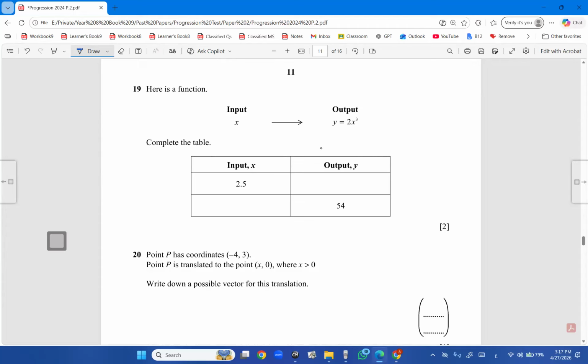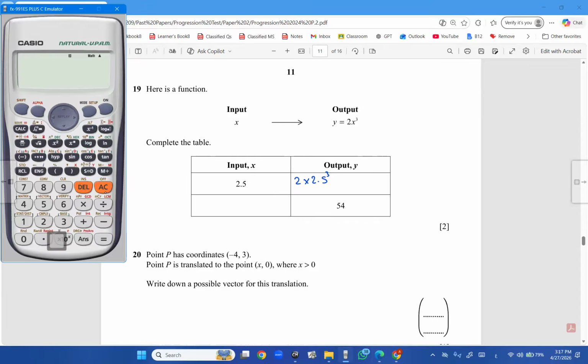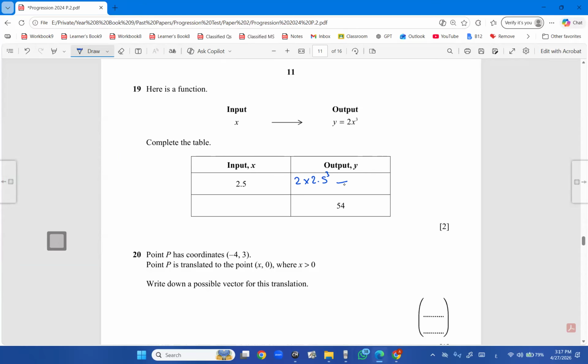So what is the output? X is 2.5. So I'm going to say 2 multiplied by 2.5 cubed. Only the 2.5 is cubed. So doing this on your calculator, 2 multiplied by 2.5, but cube the 2.5, will give you 31.5. While if you want, they're giving you here the y, they're telling you that 2x cubed equals y, which is 54.